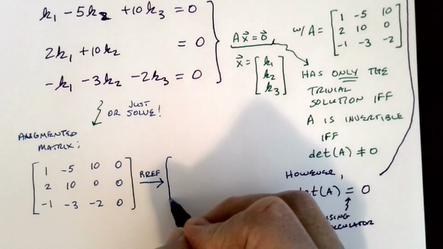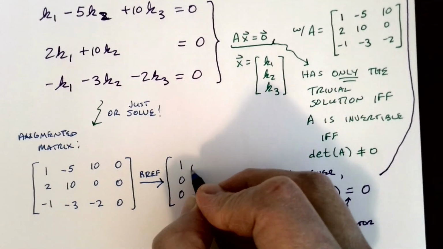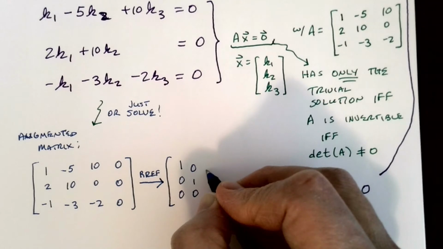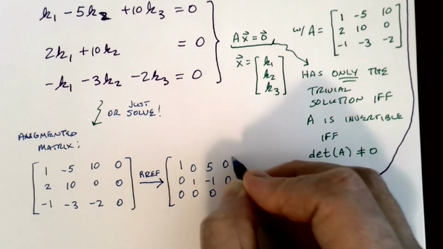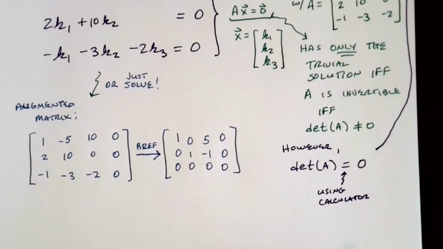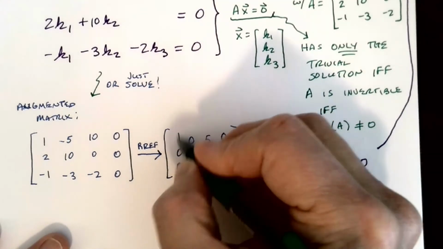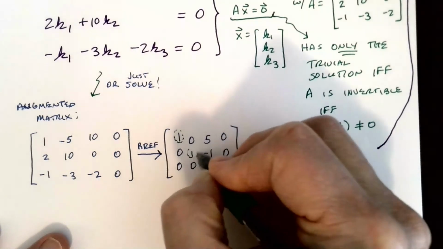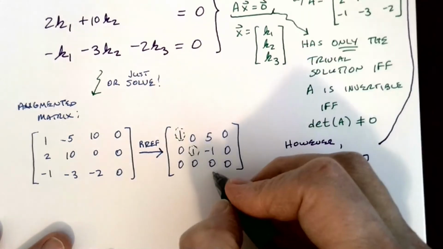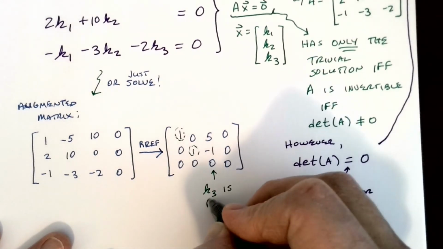So I'm going to use technology to do that. And when I do so, here's what I get. Now, what does this tell us? So we have our unknowns. These are the coefficients of K1, K2, and K3. So we have a leading one here, K1 and K2 are fixed variables. K3 is free. K3 is a free variable, so K3 is a parameter.